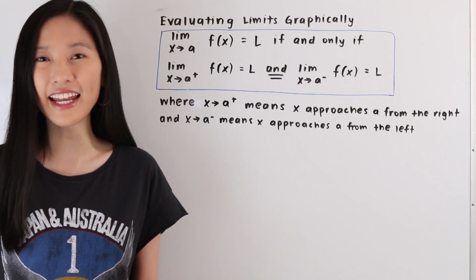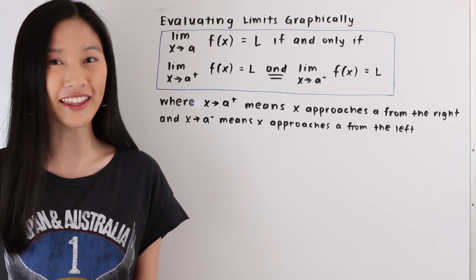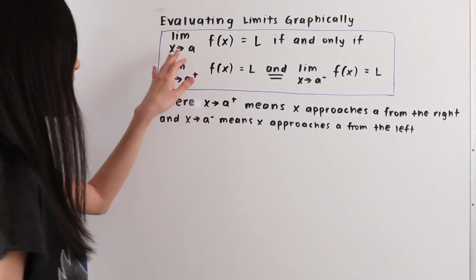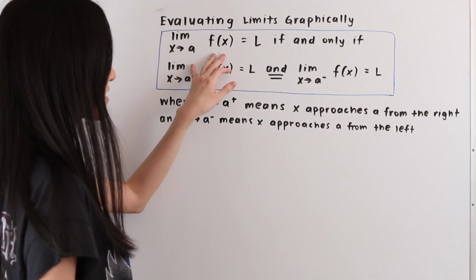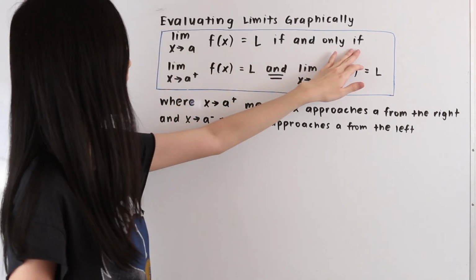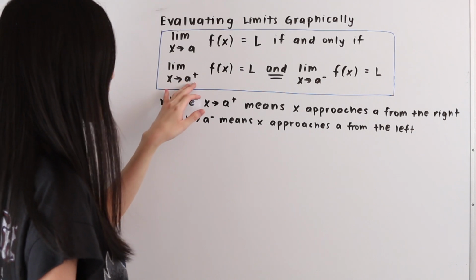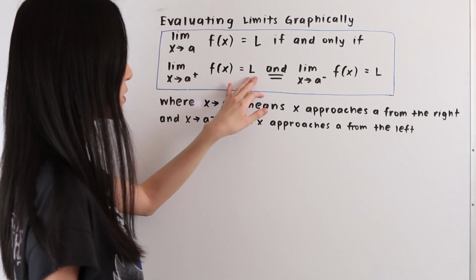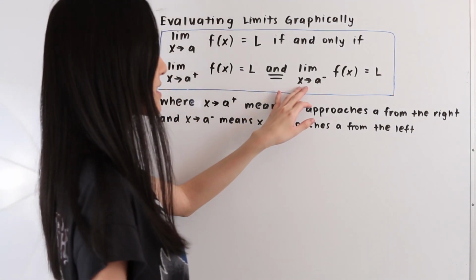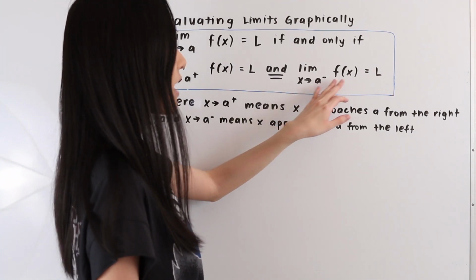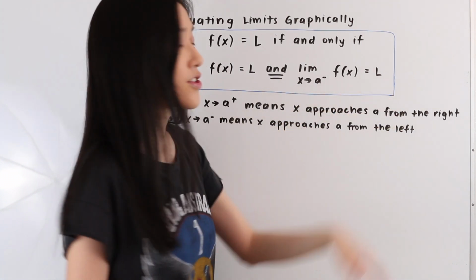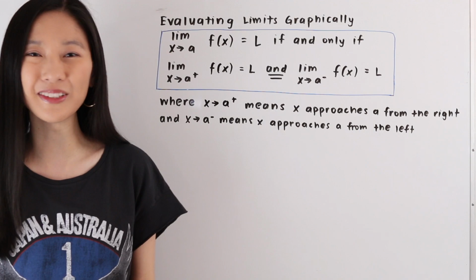So let's go ahead and start off with introducing the following theorem. We have the limit as x approaches a of f of x is equal to L if and only if the limit as x approaches a from the right of f of x is equal to L, and the limit as x approaches a from the left of f of x is equal to L. So let's go ahead and take a look at some examples and apply this.